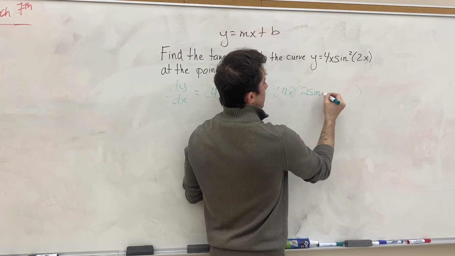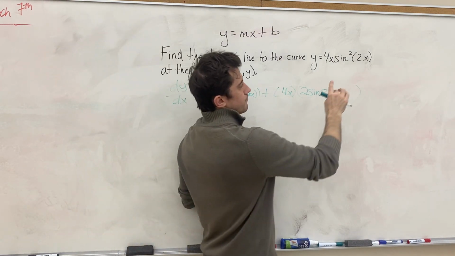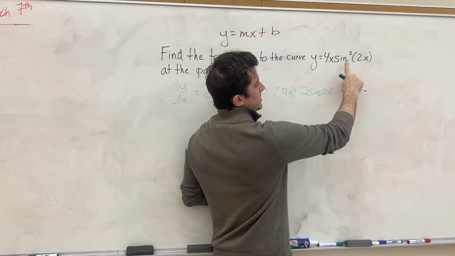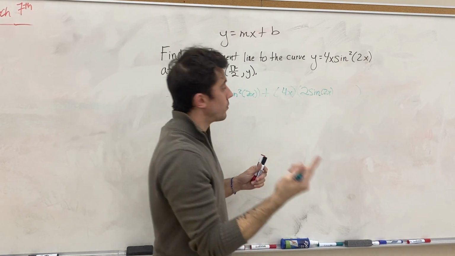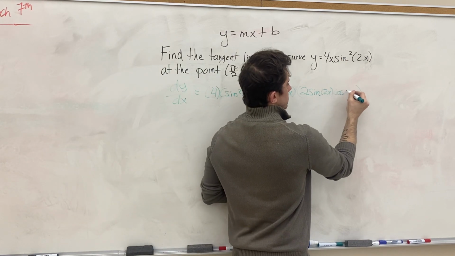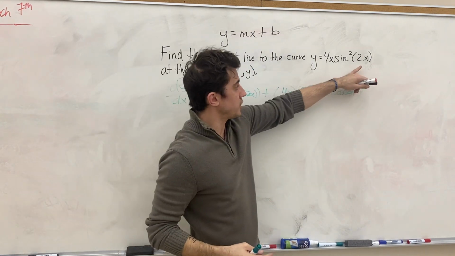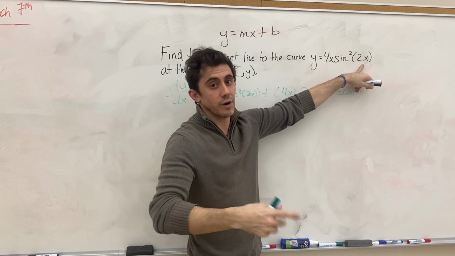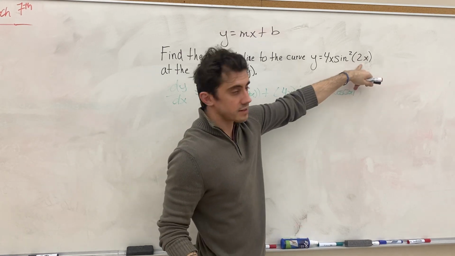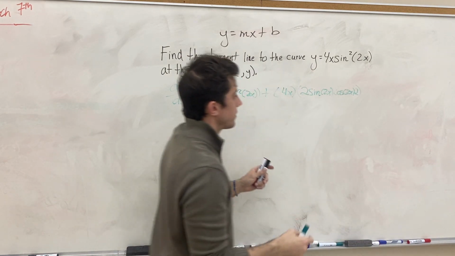So we have 2 sine of 2x times, the chain rule demands that we multiply this by the derivative of sine of 2x, which is, of course, cos of 2x. And then again, by the chain rule, times the derivative of what's inside of the bracket, what we're taking sine squared of, and the derivative of 2x is 2. So times 2 at the very end.